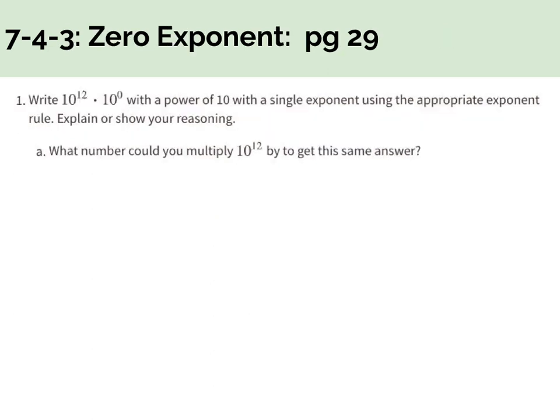All right, so let's look at page 29. We're going to go through some questions about our 0 exponent again. On number 1, it says, write 10 to the 12th times 10 to the 0 as a power of 10 with a single exponent using the appropriate exponent rule. Explain how you know. Okay, so how would you write that? Go ahead and then come back to me.